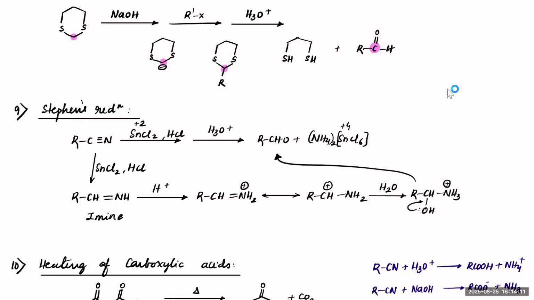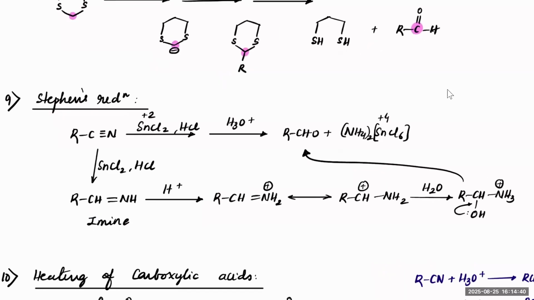In Stephen's reduction, when you have a cyanide and react it with SnCl2 and HCl, first it will form an imine here. So that means this triple bond will get added, one from nitrogen's lone pair, which will give you H plus, and then carbon will also get this H.